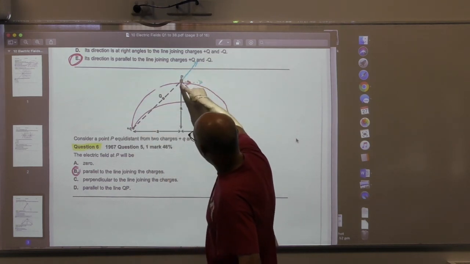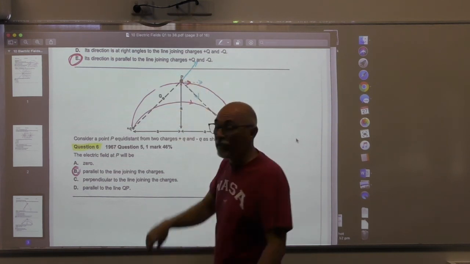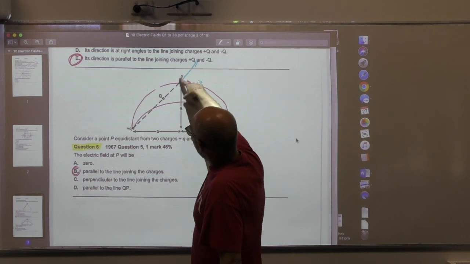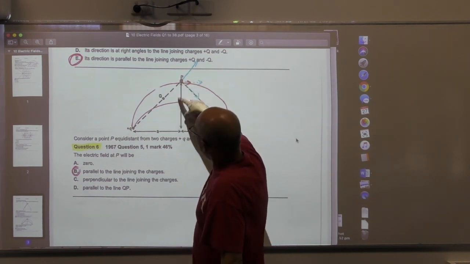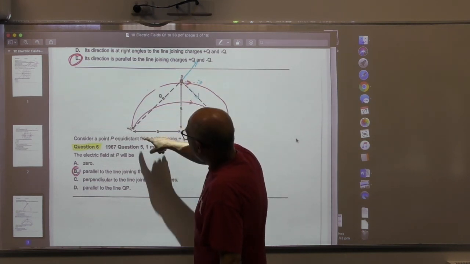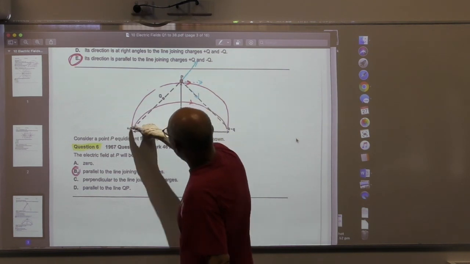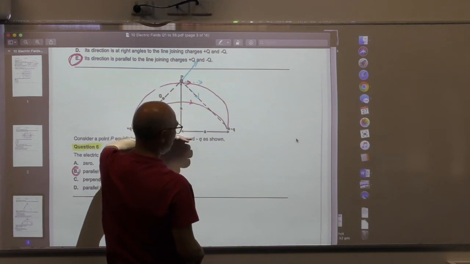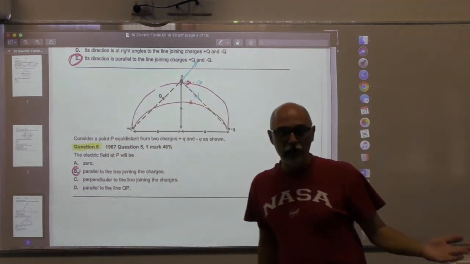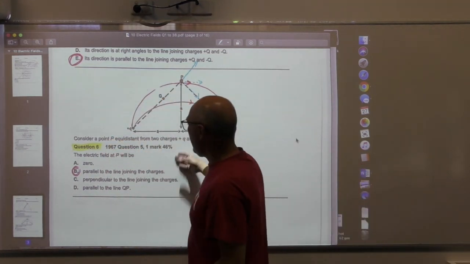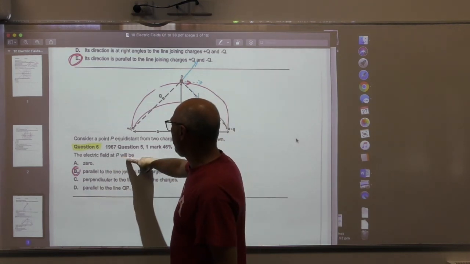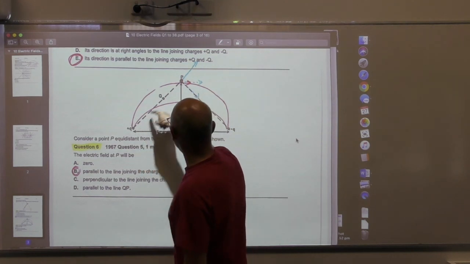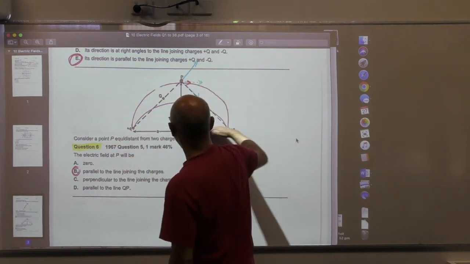So anywhere this point is, this point is not a charge, it's just a point in space, okay? Anywhere along this line, exactly middle, the field is always travelling this way when it goes past it, okay? So that's what I would do, and, you know, it gets the answer, right? So the electric field at point P will be, what? Parallel to the line joining the charges, yep. Parallel to the line joining the charges.